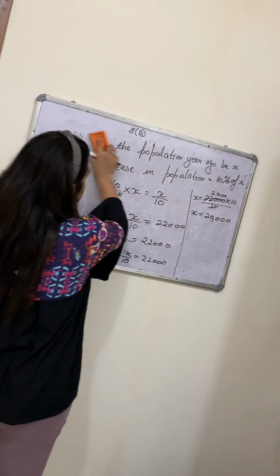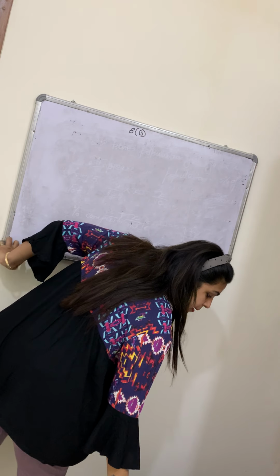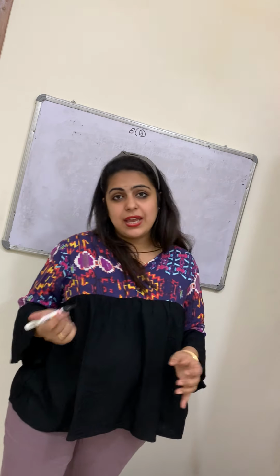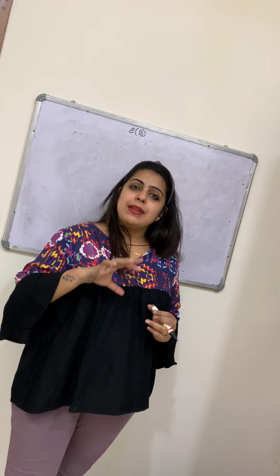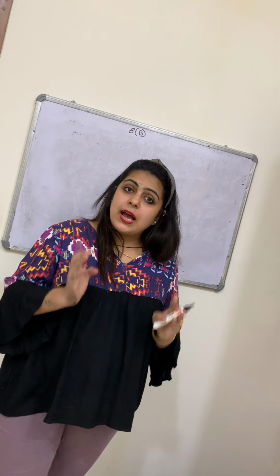Coming to the next one, question number 5. Again a different question. Manoj's income increased by 20% and then decreased by 20%. What is the total percentage change in Manoj's income? Manoj के income it gets increased by 20% first, और फिर 20% increase होने के बाद it gets decreased by 20% again. अब बताओ कि total percentage change कितना है? We have to tell that.